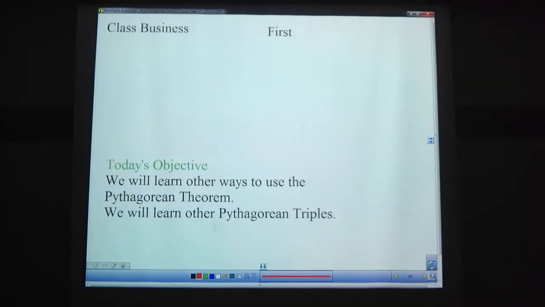Yeah, let's move on. Today, we're going to learn other ways to use Pythagorean theorem. Specifically, we'll be looking at if you have the hypotenuse and you're trying to find one of the legs.